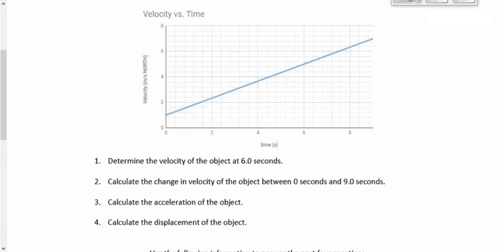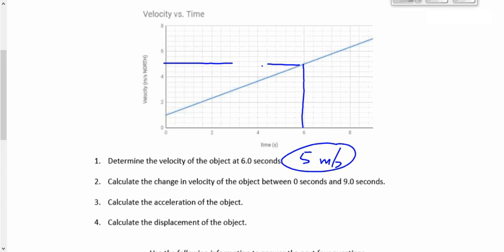Okay, number one, we want to find the velocity of the object at 6 seconds. How do you find the velocity of an object at a certain time on a velocity time graph? Good. You're going to go up and over. At 6 seconds, when I do that, it looks to be 5 meters per second. It's changing, so it's only at that moment in time, but at that time it is 5 meters per second.